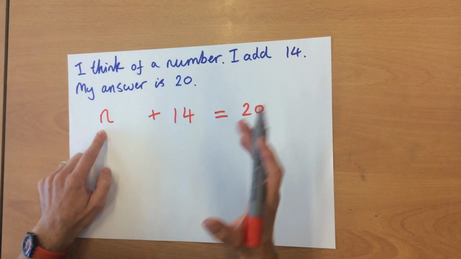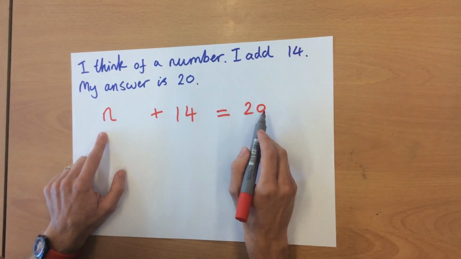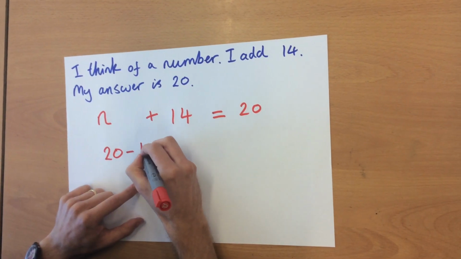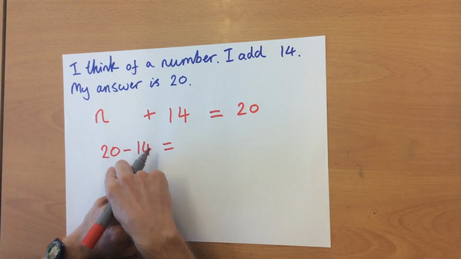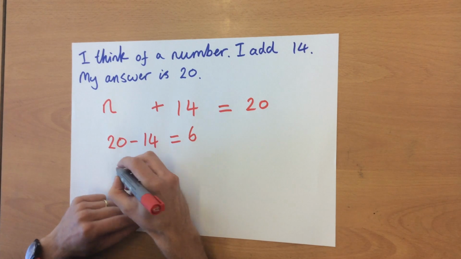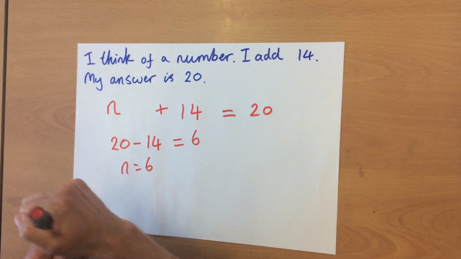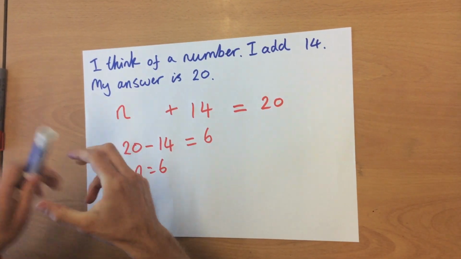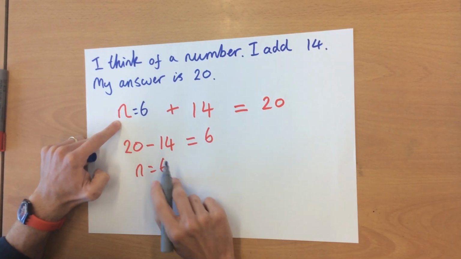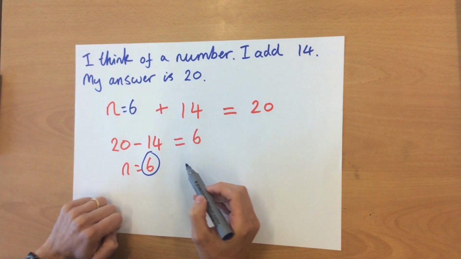Some of you right here are screaming at your computer screens, just do the inverse, Mr. Conway. Well, that's exactly right. So I'm going to do the inverse now. 20 was my total. Instead of add 14, I'm going to subtract 14. And if I do 20 subtract 14, I'm going to end up with 6. And that's what n equals. n equals 6. So if I now substitute it, just to check that my calculations are correct, I've got n here, I'm going to say that this equals 6, because that's what I've just calculated. So 6 plus 14 equals 20.